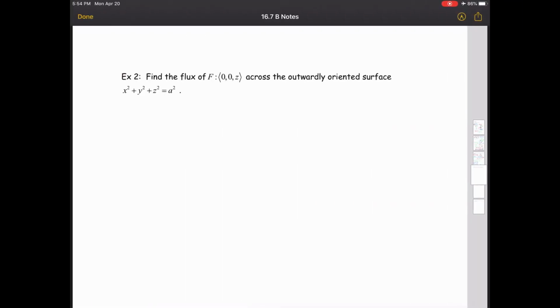All right, example 2, it says find the flux of F, which is defined to be 0, 0, z, across the outwardly oriented surface x squared plus y squared plus z squared equals a squared. Hopefully you recognize that surface as just being a sphere.